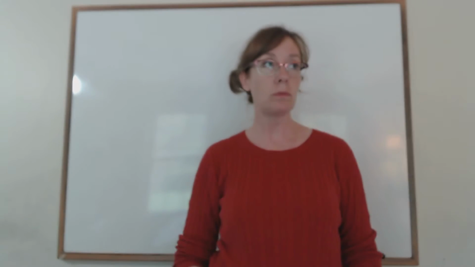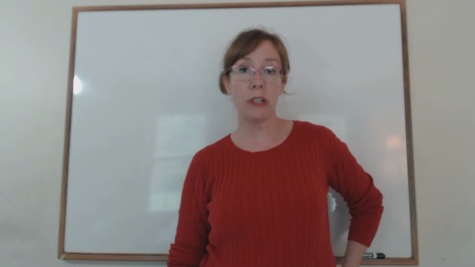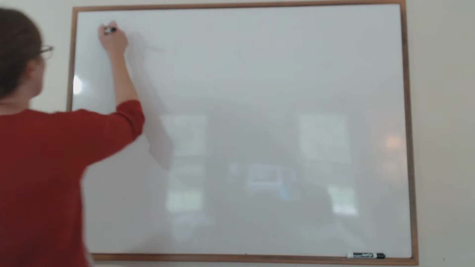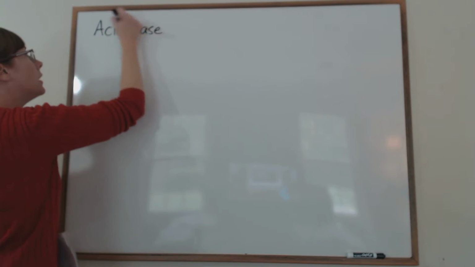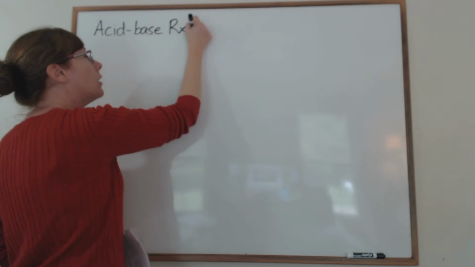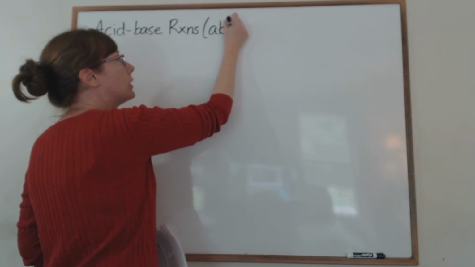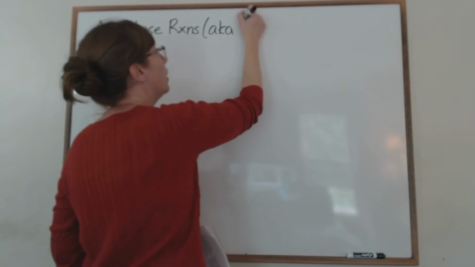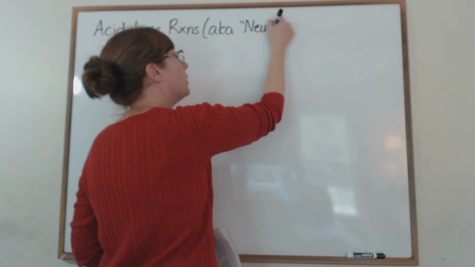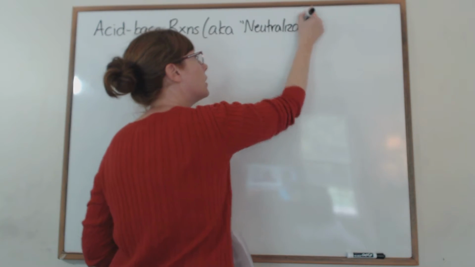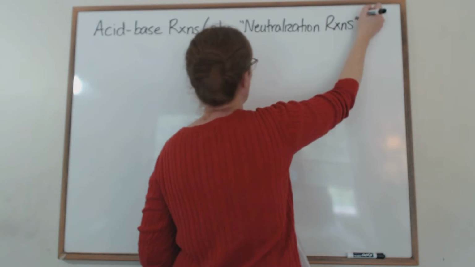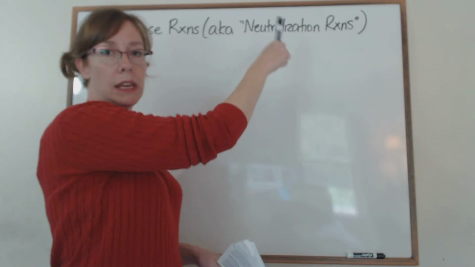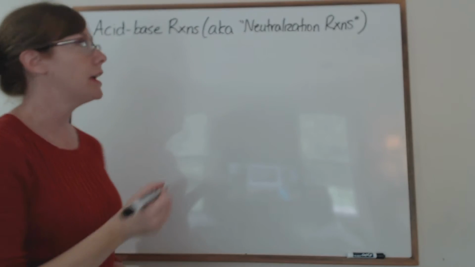Now, moving on to the next type of reaction that we're going to talk about, which is acid-base reactions. So let's go ahead and talk about acid-base reactions. Acid-base reactions have another name, actually. They're also known as neutralization reactions. So we want to be able to be familiar with it. We could really use either term, and we're talking about the same type of reaction.